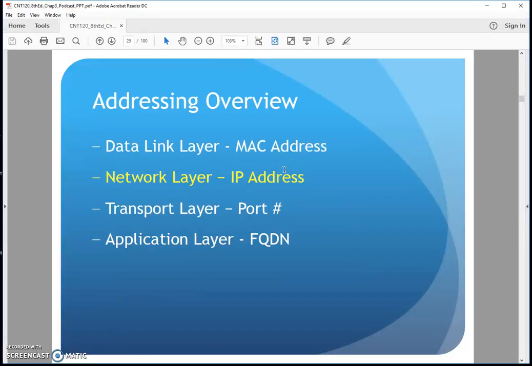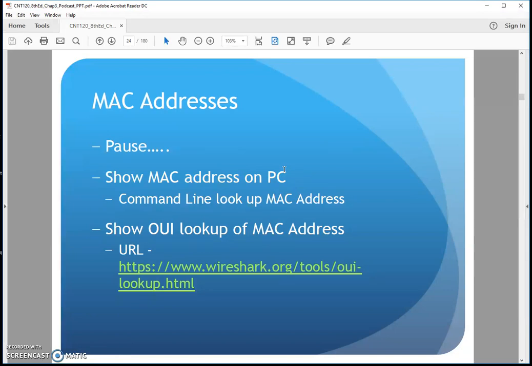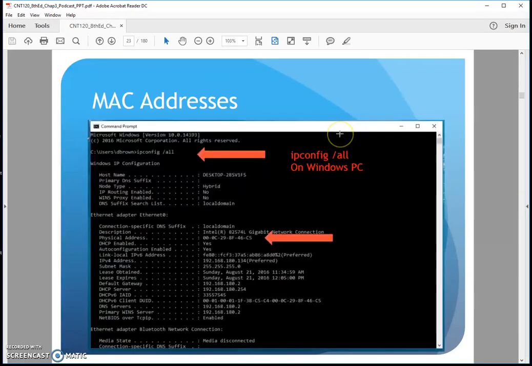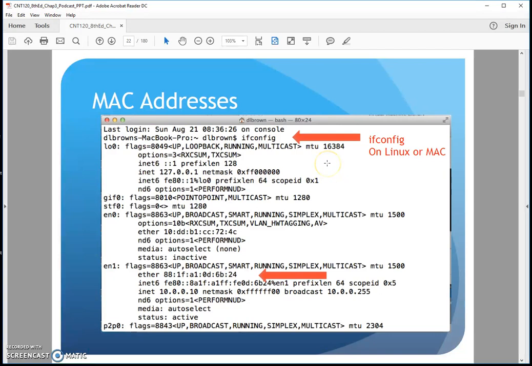So there super quickly is working with or looking up my MAC addresses on Windows and Linux using the ipconfig /all command on Windows, or the ifconfig command on Linux or Mac. When I come back in the next one, we'll start talking the beginning of IP addresses.